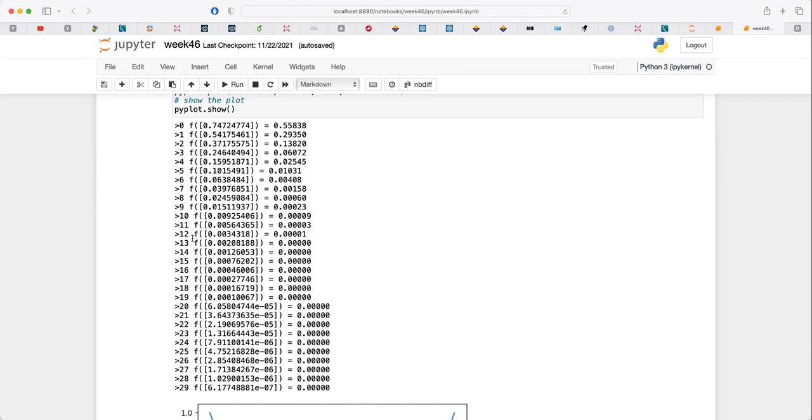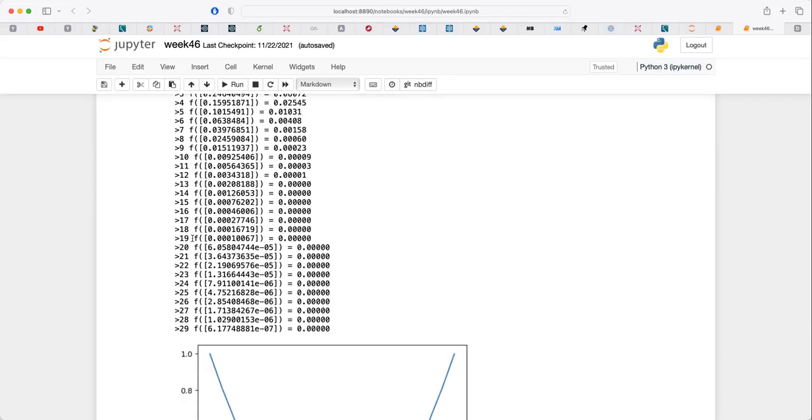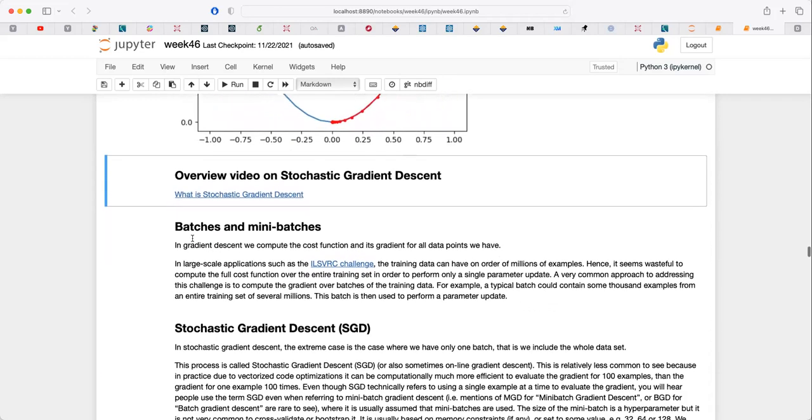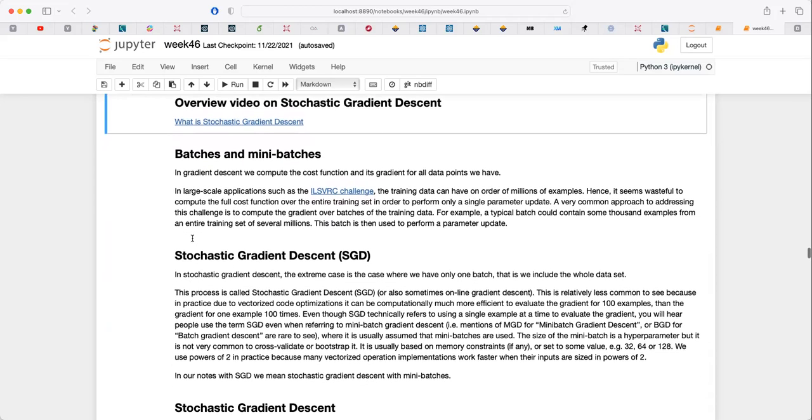So what we see now is standard gradient descent, okay? What we're going to do next is move over to stochastic gradient descent, because now we're calculating the full gradient. So the next step is something called stochastic gradient descent. And I just wanted to give you some words first. In gradient descent, you compute the cost function and its gradient for all data points.